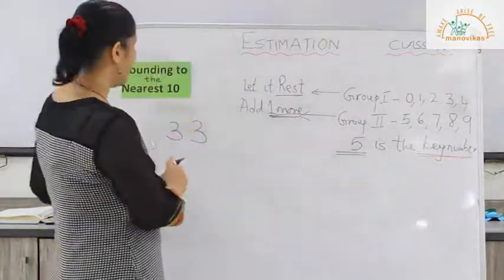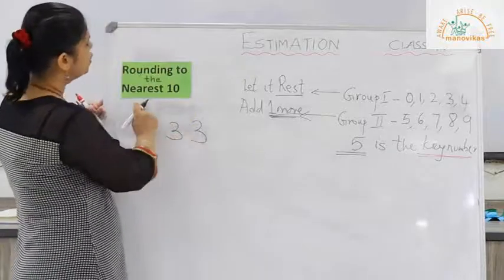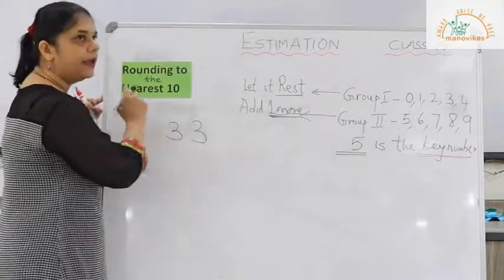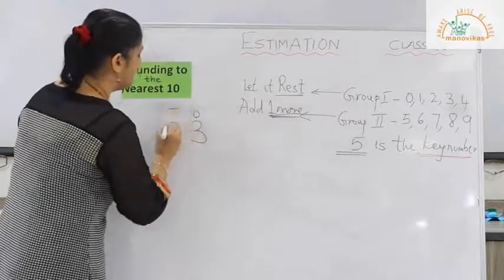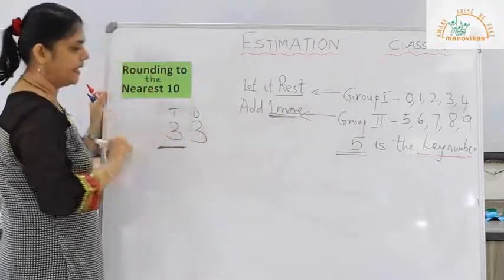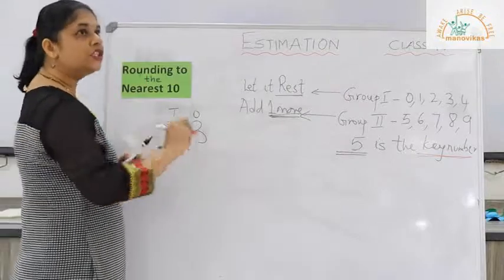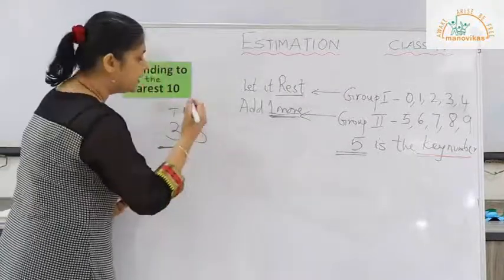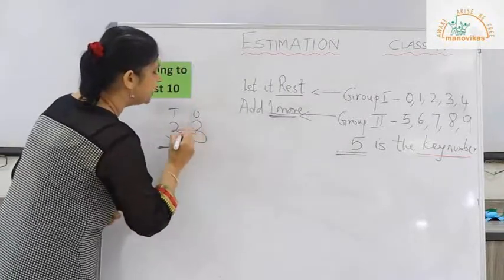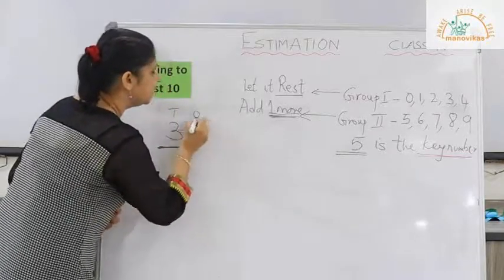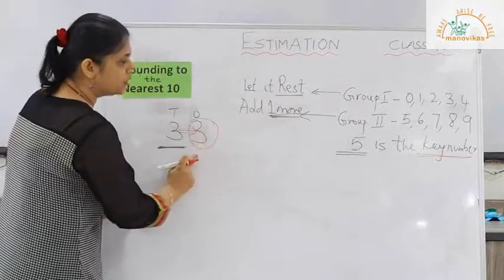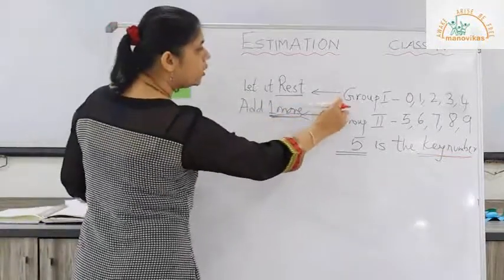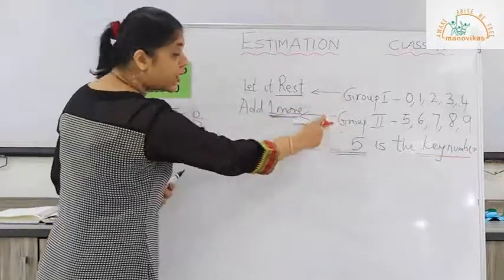Now take the next example. Again you have to round the number 33 to the nearest 10. What will we do? First we will underline the digit in the tens place, correct? Now check the next digit to its right. Which is the digit after the tens place? It is 3. Now check whether it belongs to group 1 or group 2. Where does it belong?